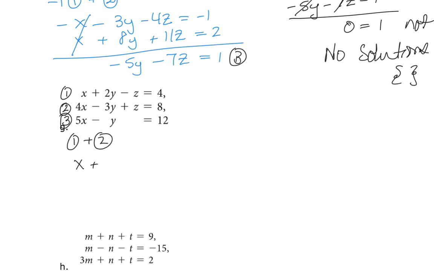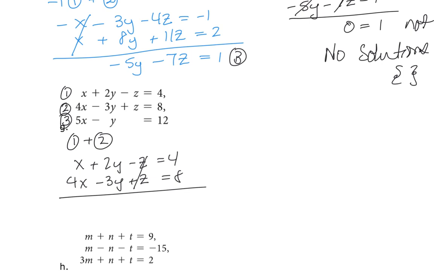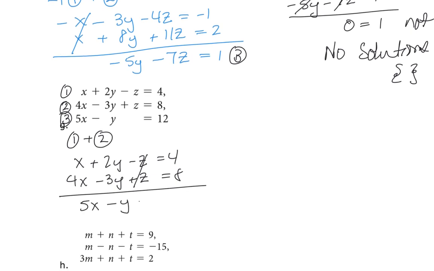So I have x plus 2y minus z is equal to 4. And I have 4x minus 3y plus z is equal to 8. And so these eliminate. So I get 5x minus y is equal to 12. Oh, but that is equation 3. I'm going to call this A. So I'm going to get A plus B. Actually, negative A plus B.